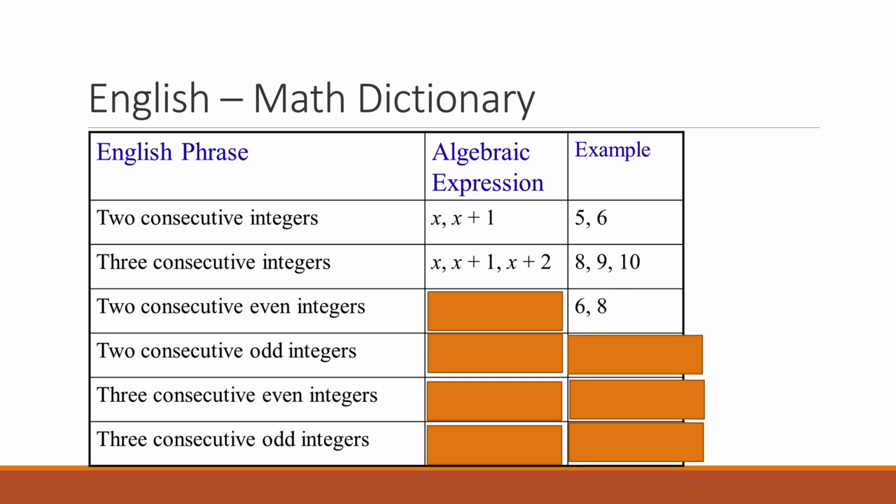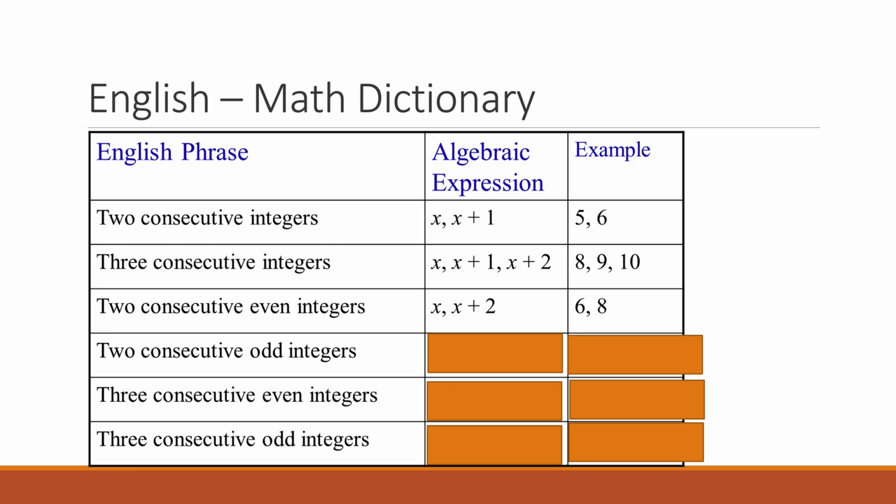An example of that, 6 and 8. How would we set that up? If the first one's x, to go from 5 to 6 in the first example, or 8 to 9 in the second example, we went up by 1. To go up from 6 to 8, do we go up by 1? What do we go up by? 2. So it would be x and x plus 2.